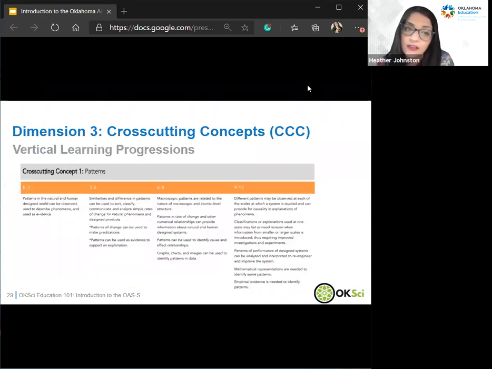We also identify the learning progressions for the cross-cutting concepts in a similar way as the practices. So they are grade banded, K through 2, 3 through 5, 6 through 8, and 9 through 12. And then you can see for this particular example, which is patterns, what students are doing with patterns in K through 2 versus what students should be doing with patterns in 9th through 12th. And we do have these set up for all of the cross-cutting concepts.